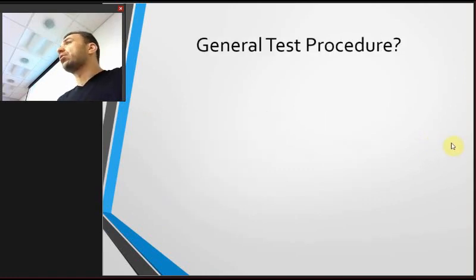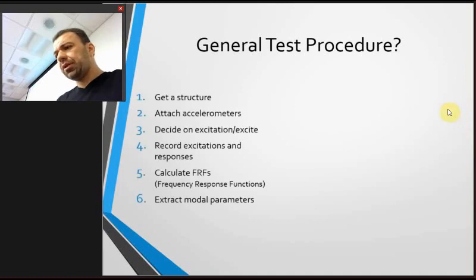General procedure of the test. It's not so hard. So first we get a structure. We attach accelerometers. We decide how we're going to excite the structure. We're recording the excitation and the responses. We calculate FRFs, and we extract model parameters. So the bullets 5 and 6 are done inside the software. So you just appreciate the modern tools that you have now. Okay, for this, it used to be calculated by hand.